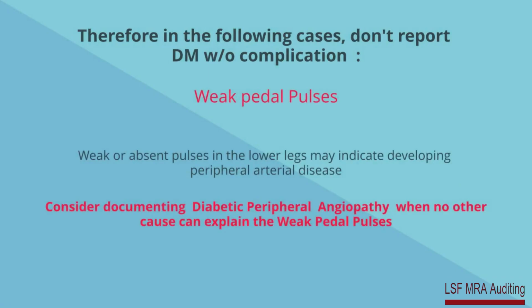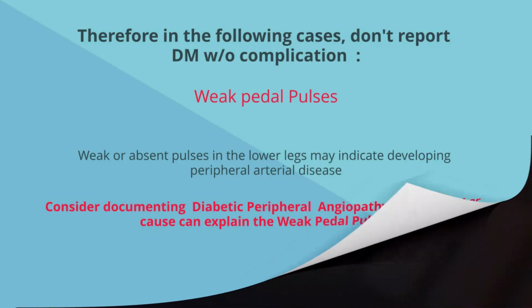Diabetes puts people at higher risk for cardiovascular disease. It often leads to serious problems in the feet through the development of nerve damage or poor circulation. Weak or absent pulses in the lower legs may indicate developing peripheral arterial disease. Consider documenting diabetic peripheral angiopathy when no other cause can explain the weak pedal pulses.